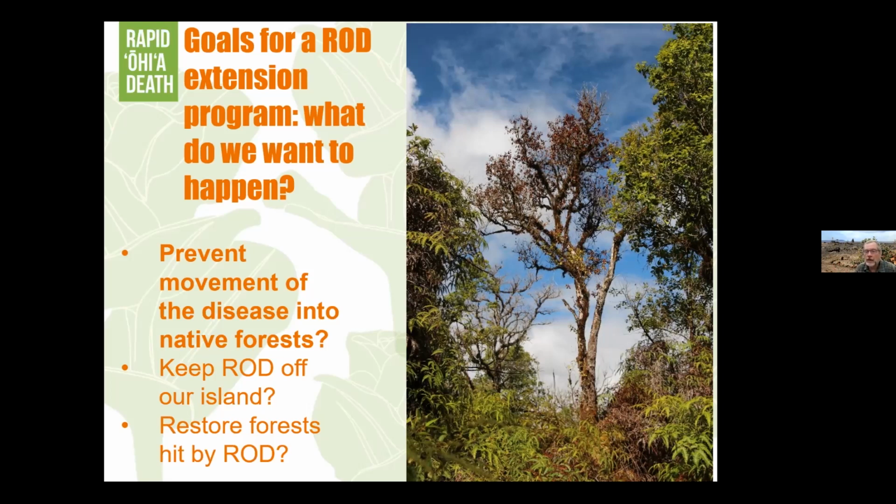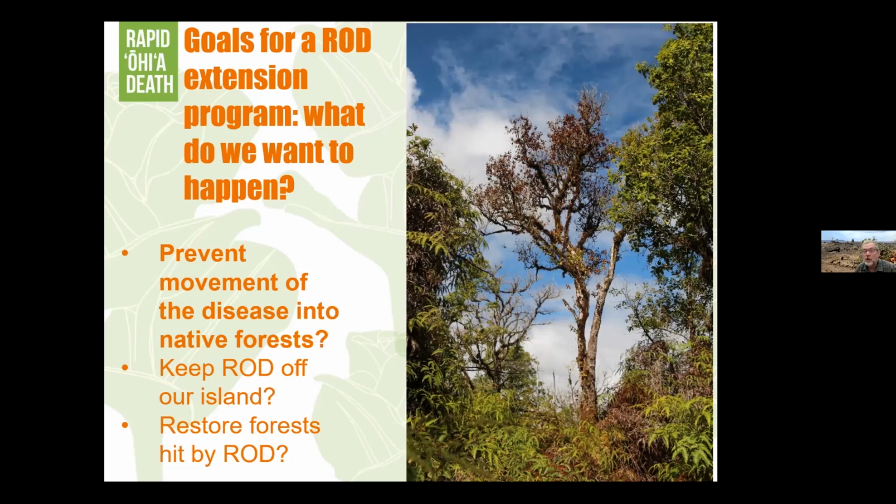A key thing for me is we want to prevent the movement of the disease into native forests, into our best native forests. And I'm here on Hawaii Island, where the disease is in every district of the island. Years ago, the goal was to stop it from getting to Kona, then stop it from getting to Kohala, and then, okay, it is everywhere. But we want to protect our native forests.